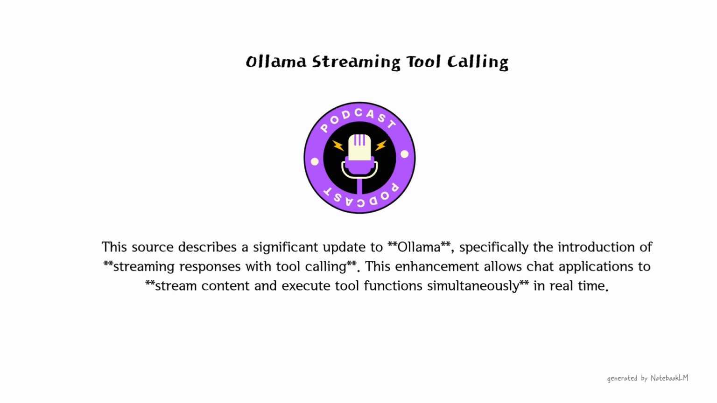Okay, let's make this concrete. The blog post had examples, right? Showing what this actually looks like. It did. First one used CURL, the command line tool. Just asking Ollama for the weather in Toronto and telling it about a tool called Get Current Weather.